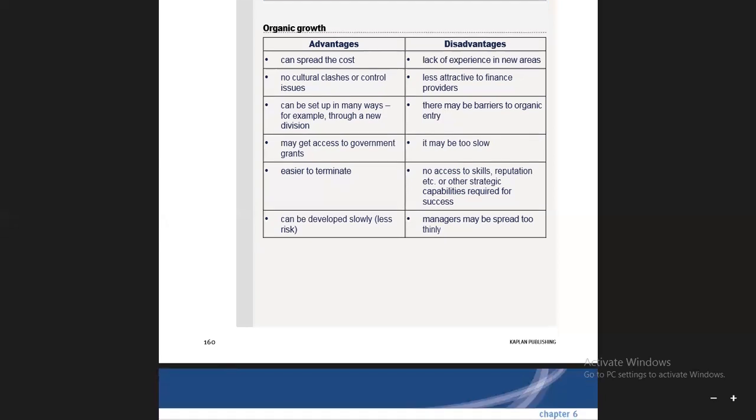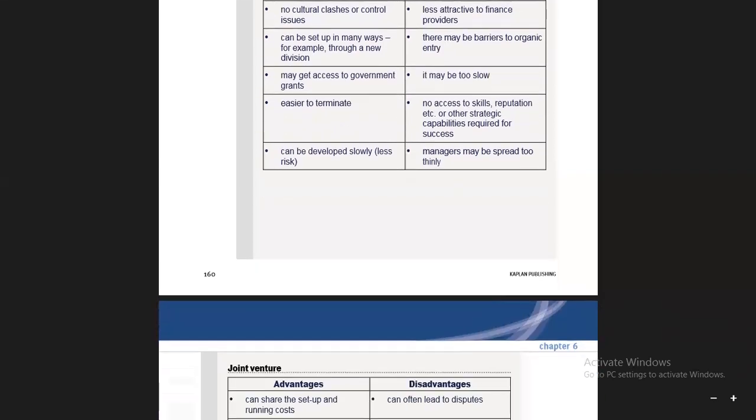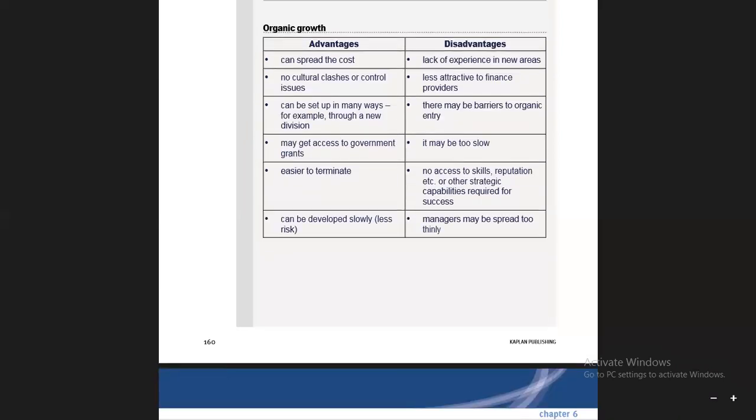Then easier to terminate. Yes, it is very easy because control lies with you, so you have the right to terminate and to hire. Can be developed slowly. Yes, less risk, developed very slowly. But in acquisition, there is high risk but it is developed in a much shorter time. But organically, it is less risk, but you develop very slowly, step by step, because you are responsible for each and every step.